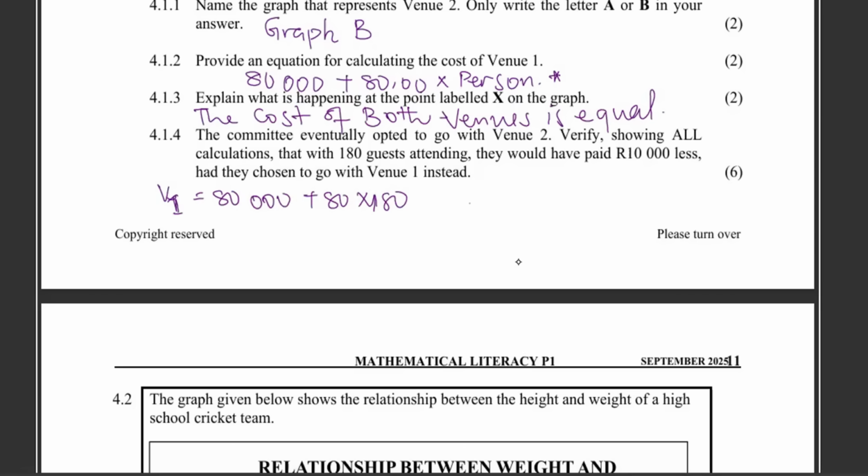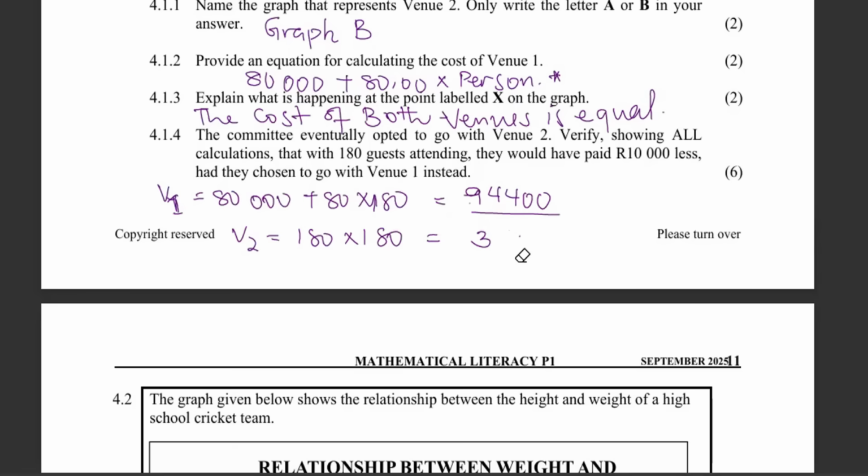80,000 plus 80 times what? So this is approximately 94,400. This is venue 1. What about venue 2? Remember, venue 2, someone starts paying immediately. So it's 180 people times 180. So this is 32,400. So what's going to happen?